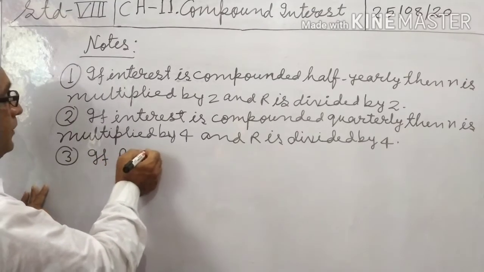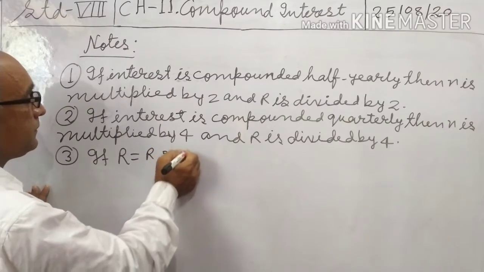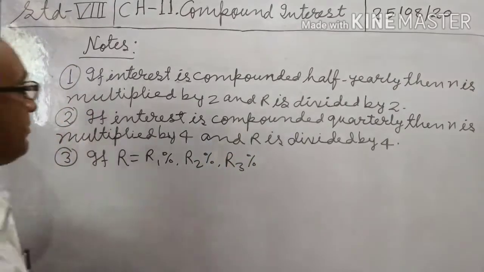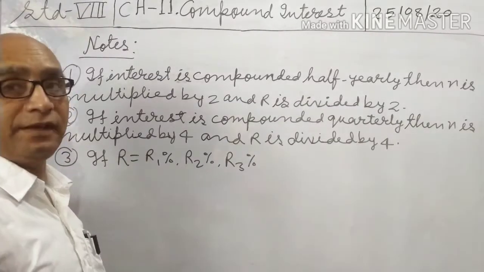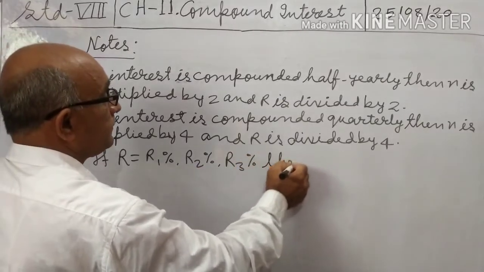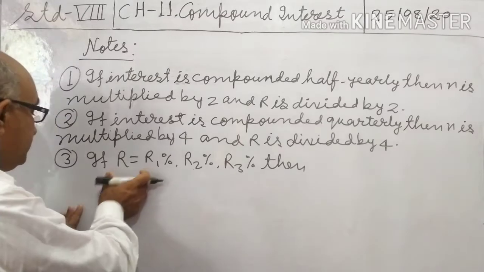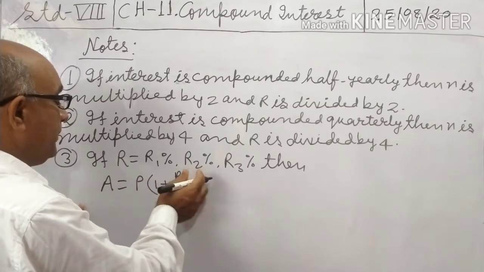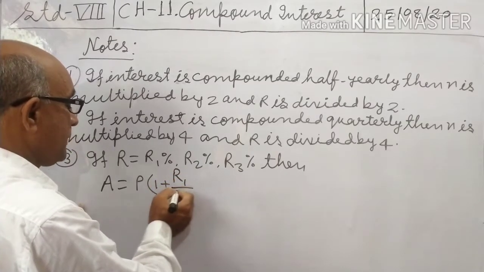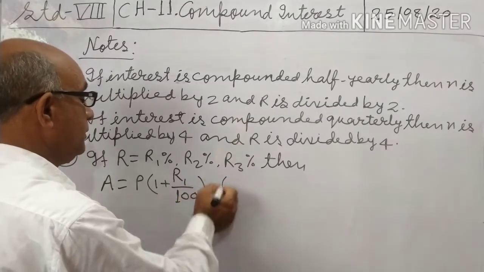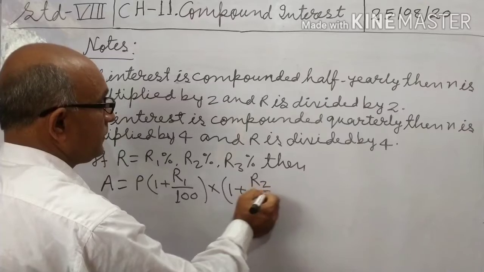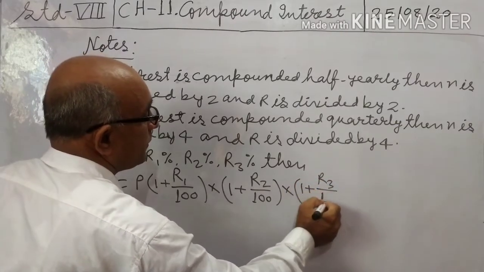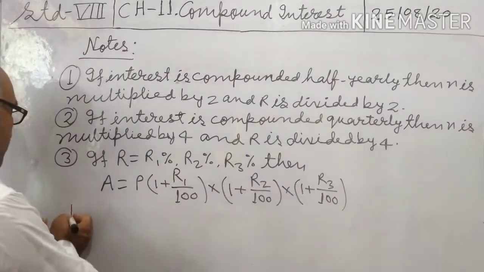Note 3, if the rate is r1%, r2%, r3% for continuous 3 years, then A equal to P into 1 plus R1 by 100 into 1 plus R2 by 100 into 1 plus R3 by 100.